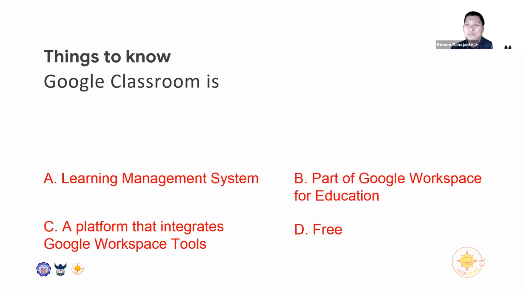Okay. So it's all of the above. All the letters are correct. So Google Classroom is a learning management system. It's one of the popular learning management systems. There are a lot of other examples of learning management systems: Moodle, Edmodo, Schoology, Neo LMS. Those are some of the learning management systems that I know. But Google Classroom is one of the popular ones, probably because it's part of the Google Workspace, which is the letter B. It's part of the Google Workspace for Education.